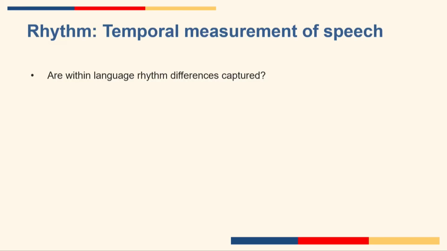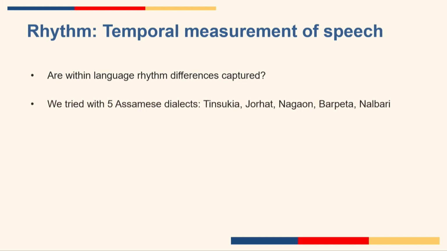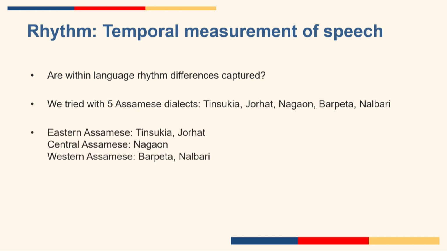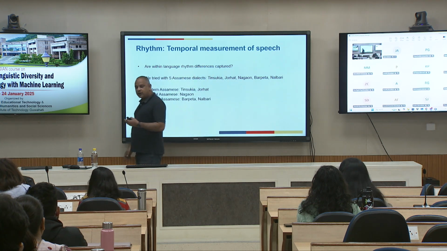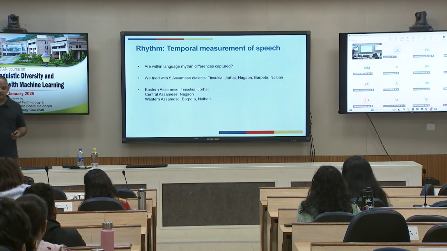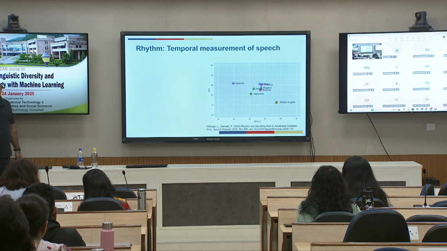Nevertheless, our question was again related to this. When we talk about rhythm, do we actually have dialect-specific or language-variety-specific rhythm that we can posit? So in Lina's work, we looked into 5 Assamese dialects or 5 Assamese regions from Assam: Tinsukia, Jorhat, Nagaon, Borpeta and Nalbari. These are the main areas which we can distinguish as Eastern Assamese, Central Assamese and Western Assamese. And in one of our works, we tried to get these rhythm values and see where they fall.